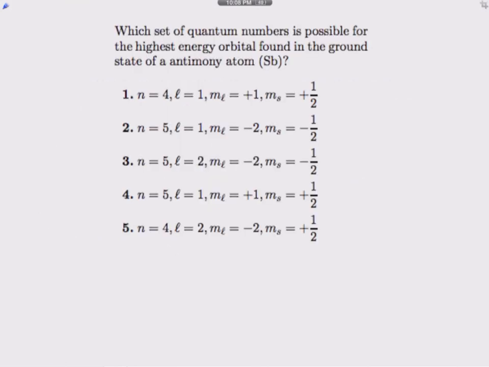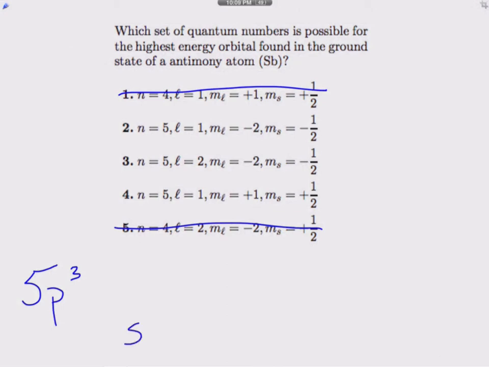Which set of quantum numbers is possible for the highest energy orbital found in the ground state of the antimony atom? Well, first we need to look up on the periodic table and find out where antimony is and what the end portion of its electron configuration is going to be. We find that antimony is in the 5th row, so it's going to have a principal quantum number of 5. That eliminates a couple of choices right away. It is in the p block on the right-hand side, and it's in the 3rd column of the p block. So we've got the principal quantum number 5. That's the first one. So it's going to be one of these 3 remaining choices.